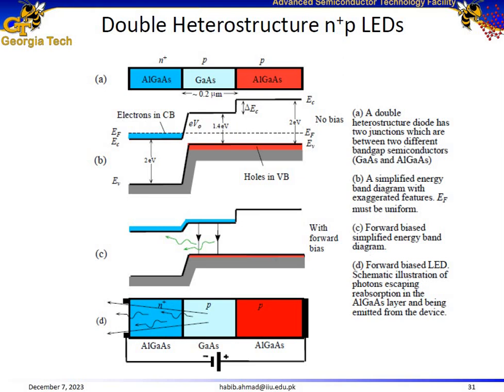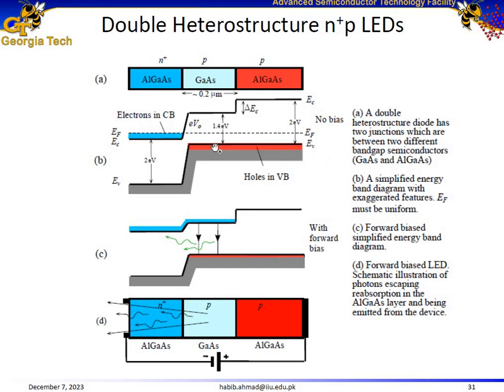So in order to achieve higher light intensity or higher emission of light, we need to grow more complicated structures. And one example of that would be double heterostructure N plus P LEDs. In double heterostructure, we have a narrow bandgap material, for example, gallium arsenide, for which the bandgap is 1.4 electron volts. And this narrow bandgap material is sandwiched by wide bandgap materials on either side, for example, aluminum gallium arsenide, which we can configure to achieve a bandgap of 2 electron volts.